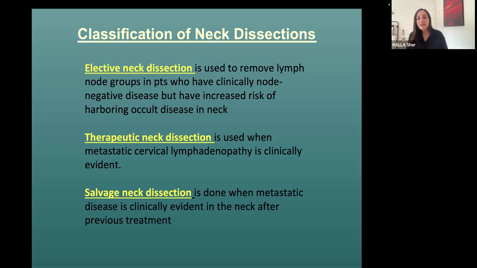Therapeutic neck dissection is used when there is metastatic cervical lymphadenopathy and we are planning a neck dissection as part of their primary treatment plan. And then salvage neck dissection refers to patients who have undergone their primary treatment plan for their head and neck cancer, and after that is complete, they have either residual or new disease in the neck. And so then they undergo a salvage neck dissection.